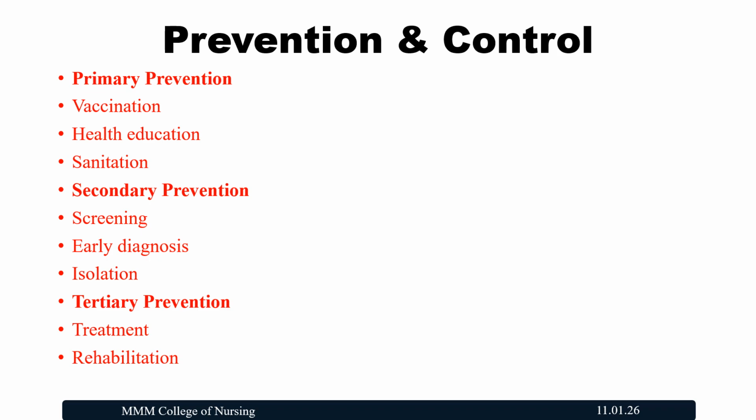Secondary prevention: screening, proper health screening of the individual, early diagnosis as much as possible so that we are able to prevent complications. Isolation: after identifying the disease, immediately we should isolate the person who is suffering with the disorder so that we are able to minimize the disease spread. Tertiary prevention: proper treatment and rehabilitation schedule. This all comes under prevention and control of disease transmission.